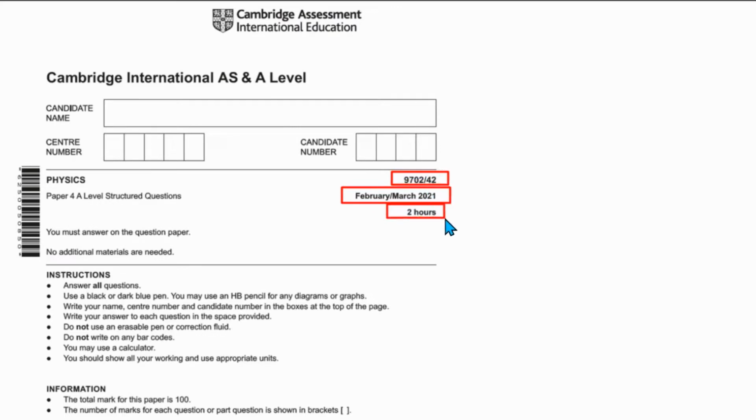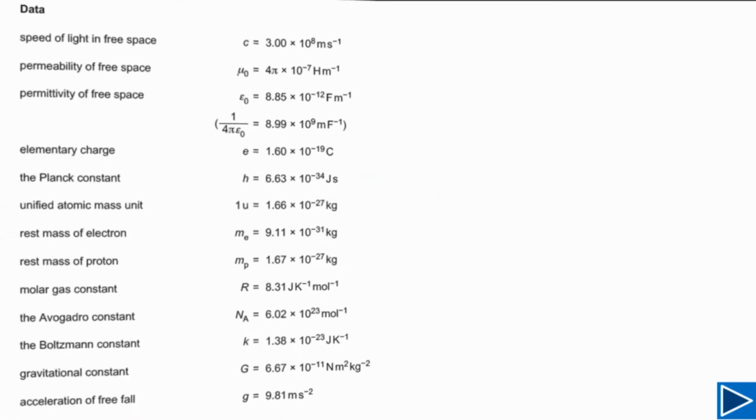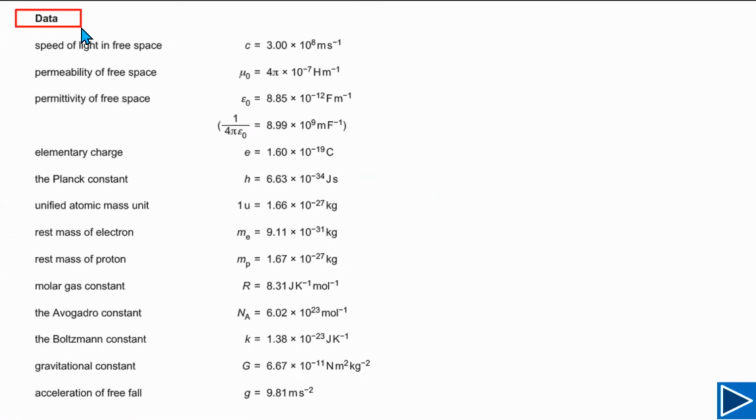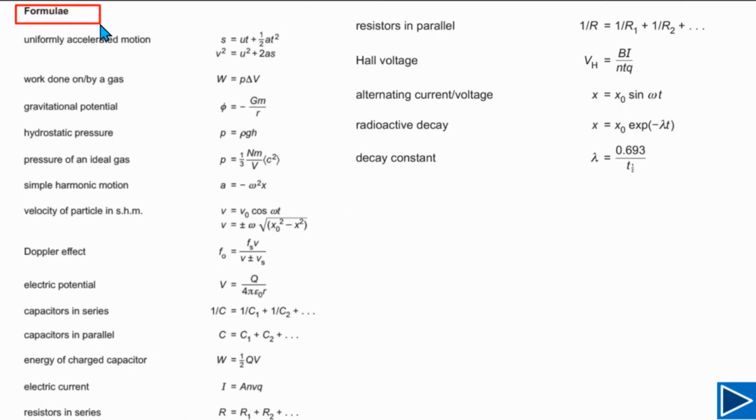Time for this exam is 2 hours and you need to answer all questions in this paper, and the total mark for this paper is 100. On the second page of your exam paper, you can find values of some common constants. And in paper 4, you will need some of them to do some calculations. So if you need the value of any constant, you can come back to page 2 and find it. On the third page of the exam paper, some important formulae are also given.